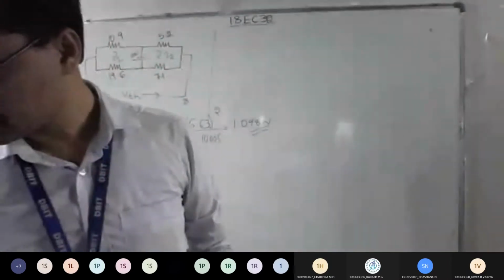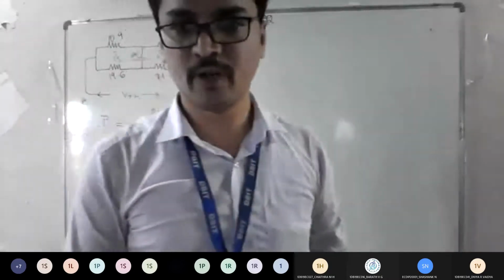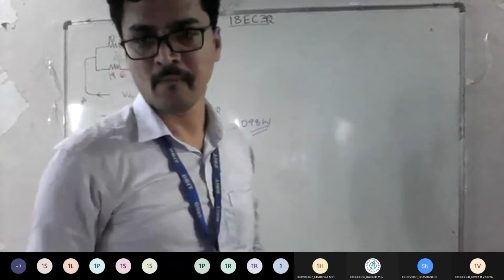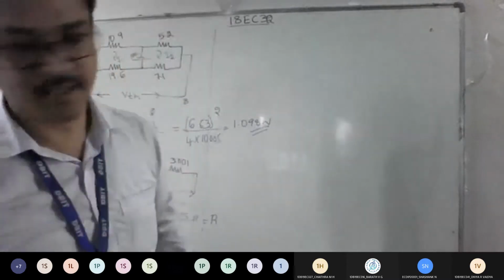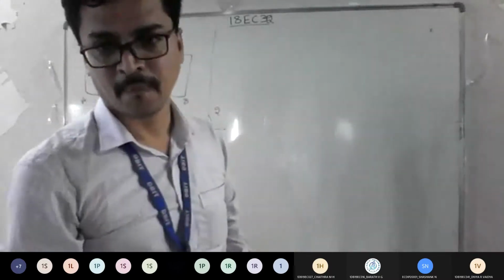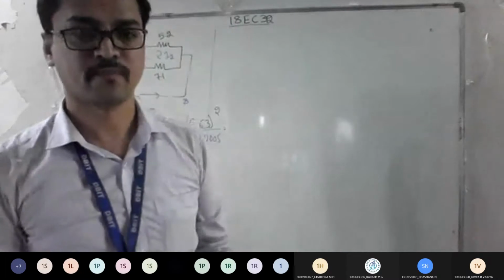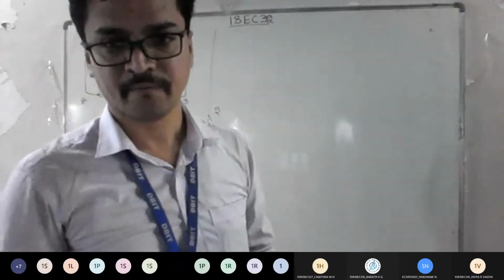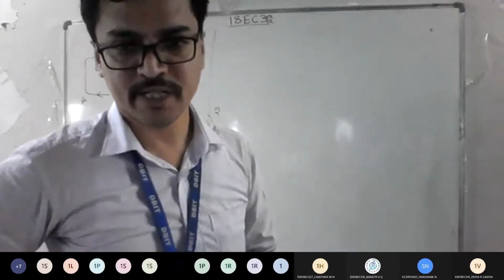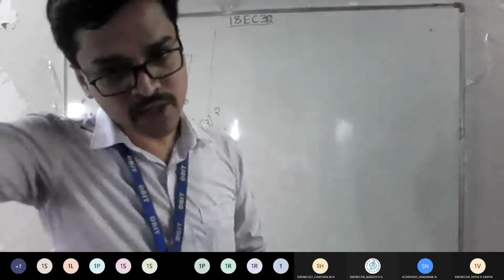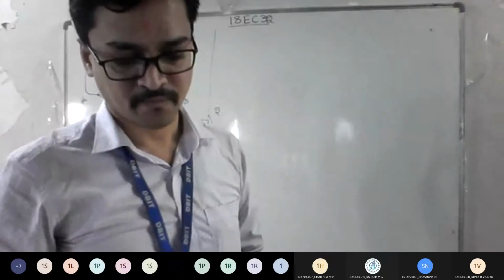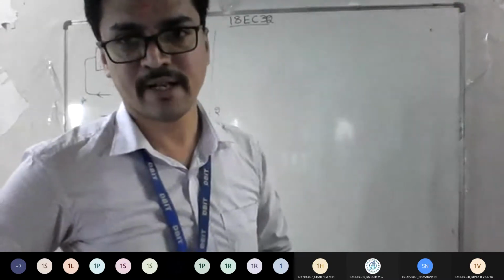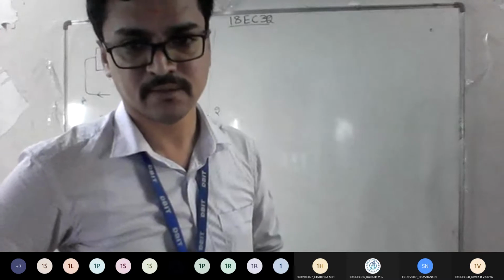For the next problem: for the network shown below, find the value of load for which maximum power is delivered, and also find the maximum power delivered across the load. Am I clear with the question here?